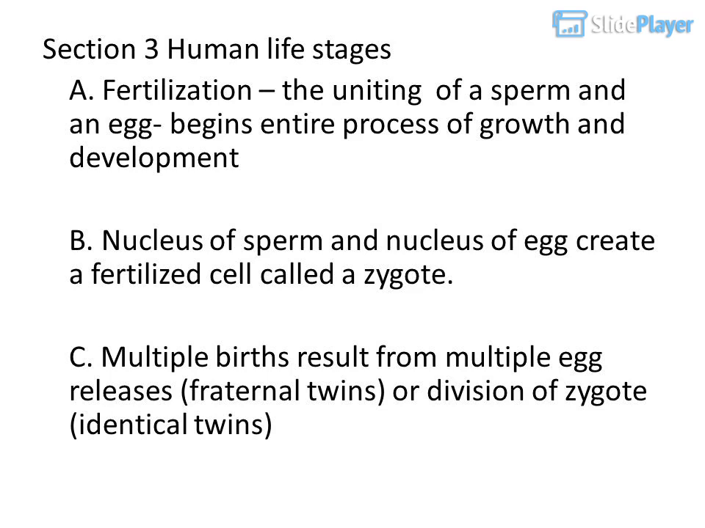A. Fertilization. The uniting of a sperm and an egg begins the entire process of growth and development. B. The nucleus of the sperm and the nucleus of the egg create a fertilized cell called a zygote. C. Multiple births result from multiple egg releases, fraternal twins, or division of the zygote, identical twins.